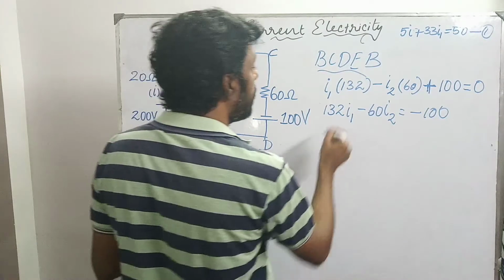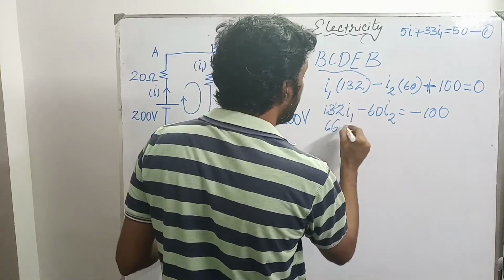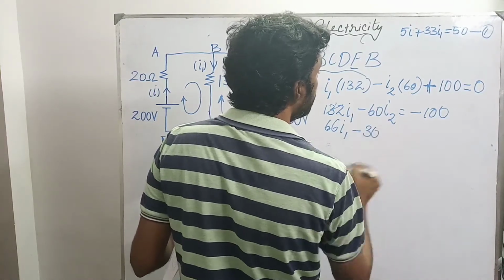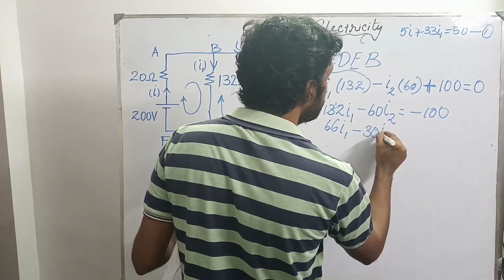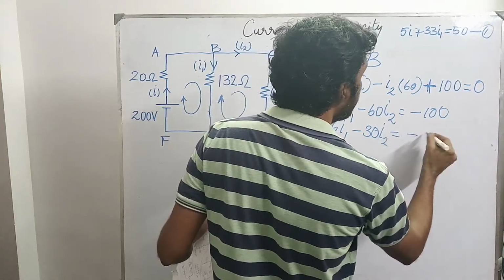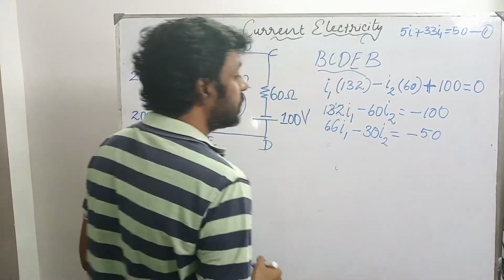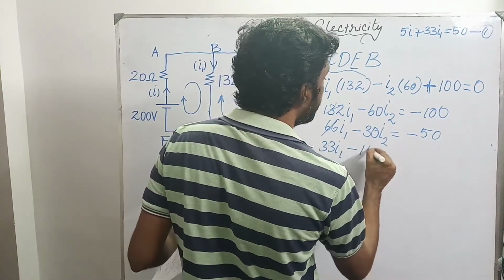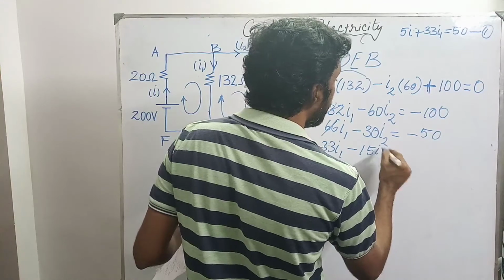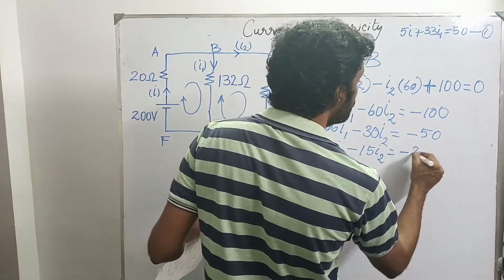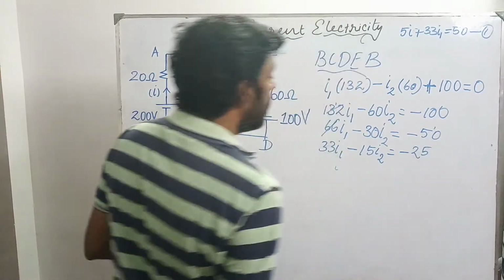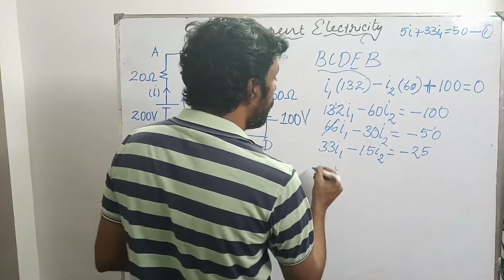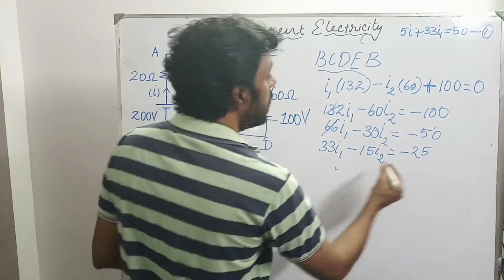Now 2 6s are 12, 1 2 6 are 12, I1, minus 2 30, 2 3s are 60, I2, is equal to minus 2 5s are 10, 0. So again 2 3s are 6, 2 3s are 6, I1 minus 2 15s are 30, I2 is equal to minus 2 2s are 4, 1 2 5s are 10. Okay, 33I1 minus 15I2 is equal to minus 25.